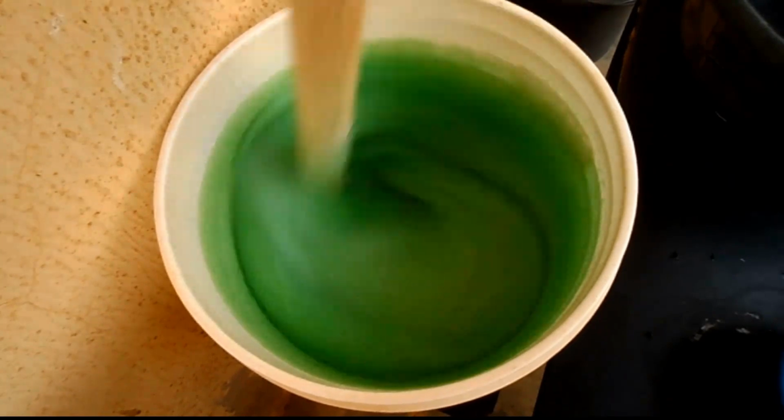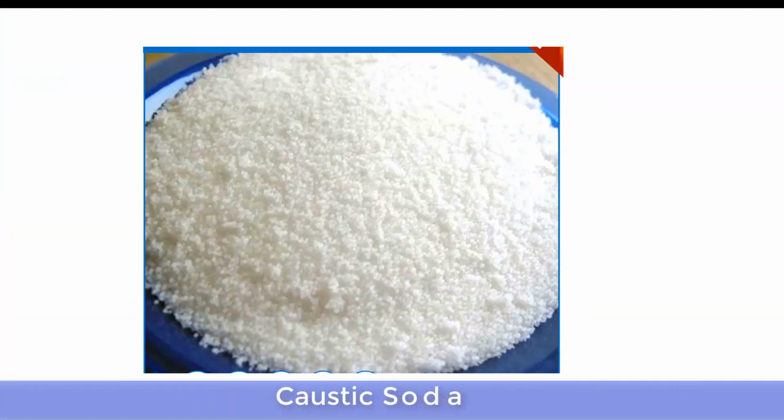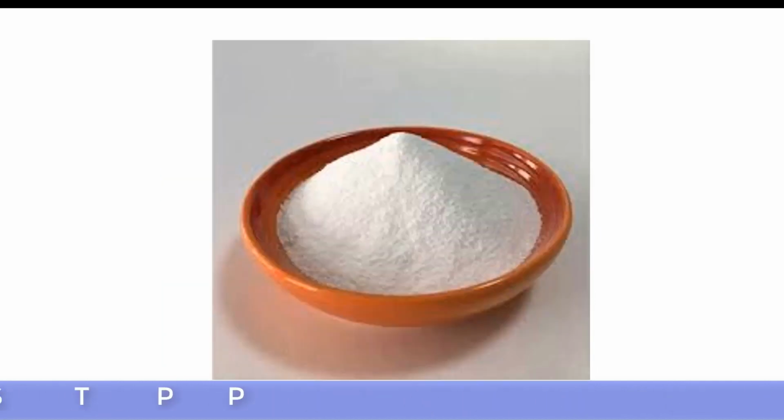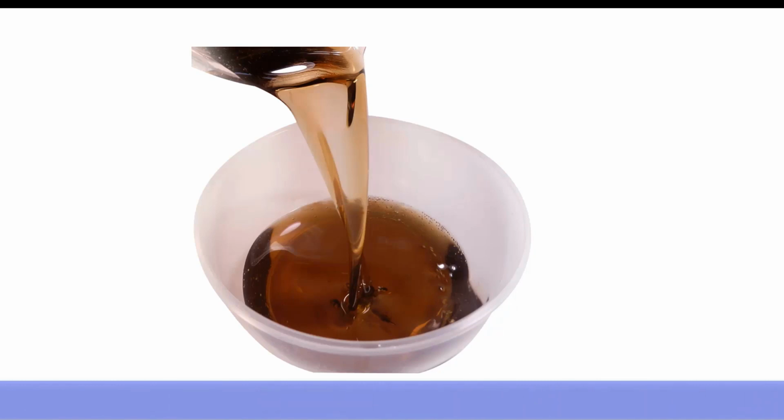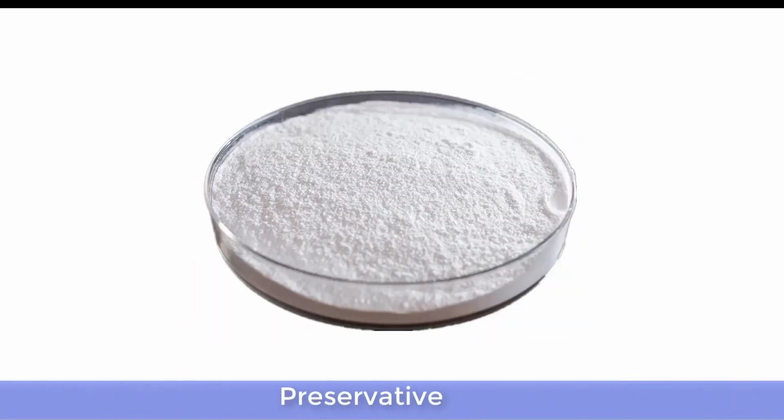Multipurpose liquid soap can be made from the following materials. These are nitrosol, caustic soda, soda ash, STPP, SLS, sulfonic acid, foaming booster, color, perfume, preservative, and water.